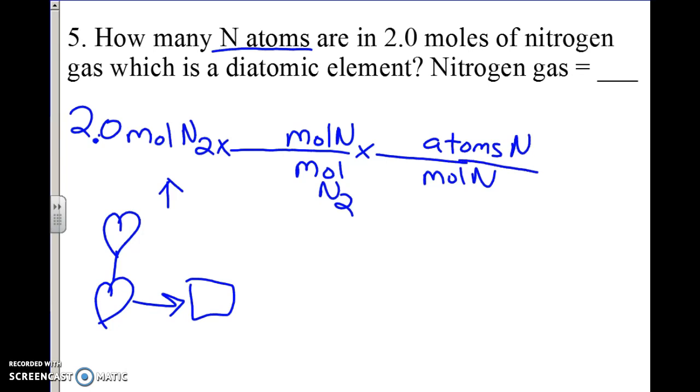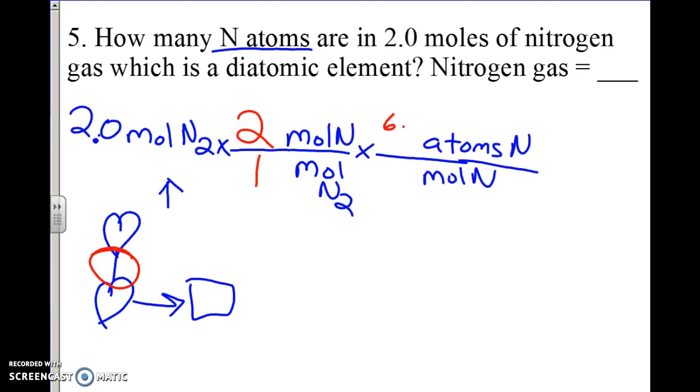Now we go back and we're going to put in some numbers. So mole to mole, that's subscript bridge, which is right there. So we look at the subscripts. There are 2 nitrogens in every 1 N2. There are 2 moles of nitrogen in 1 mole of N2. Now we go over to the next one. It's atoms and moles. So that's 6.02 times 10 to the 23rd is going to come in. Again, that number should never go with the mole label.